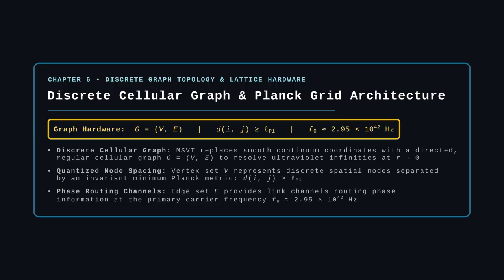To resolve the ultraviolet divergences inherent in continuous field calculus, MSVT replaces smooth spatial coordinates with a directed, regular cellular graph, G, composed of vertices V and edges E. The vertex set V represents quantized spatial nodes separated by an invariant minimum Planck metric, where distance between nodes i and j is greater than or equal to L Planck, while E represents link channels routing phase information at the foundational lattice frequency, f0, approximately equal to 2.95 times 10 to the power of 42 Hz.